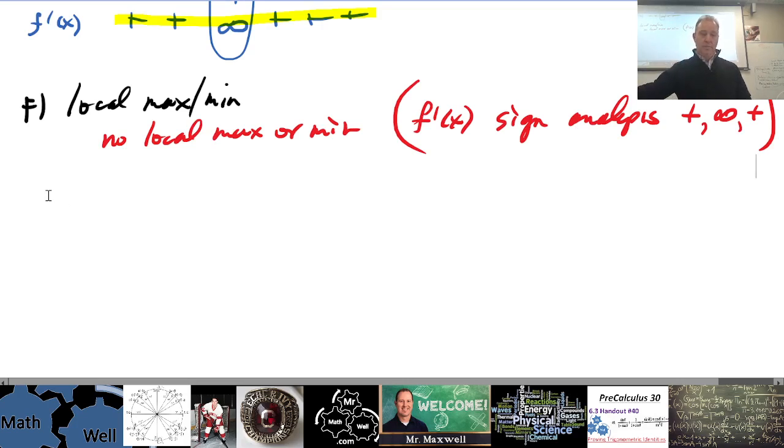Okay, so G. What's G? Concavity, points of inflection, right? Okay. All right. So here's G.